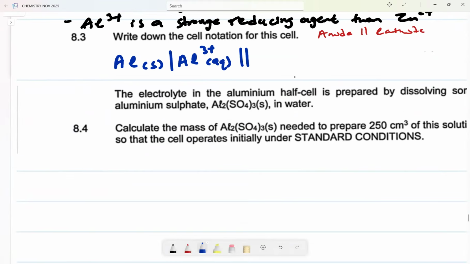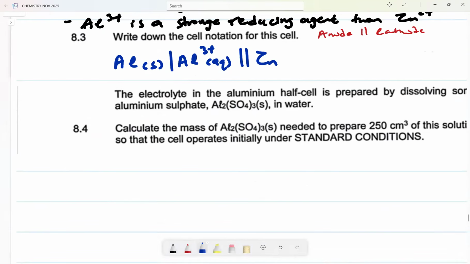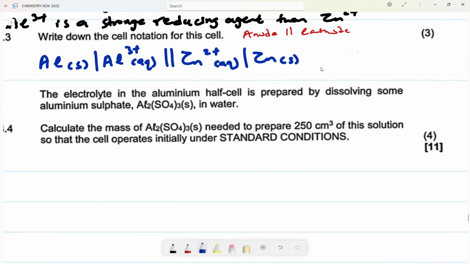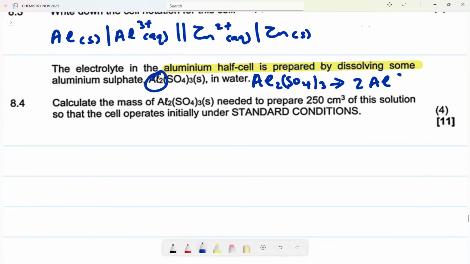And then the salt bridge, remember this tells me I'm changing a phase. And then the cathode, I'm going to move from Zn2+, which is still aqueous, salt bridge, moving to zinc solid. Fine. Cool. Then the electrolyte in the aluminum half cell is prepared by dissolving some aluminum sulfate. And by the way, aluminum sulfate can produce two aluminum ions.